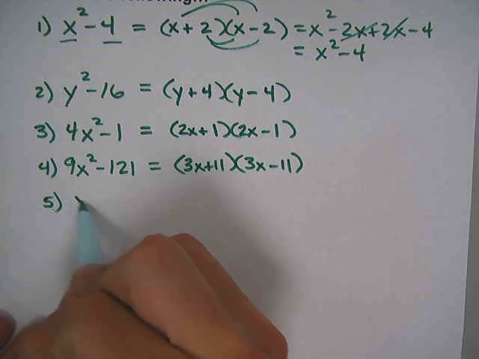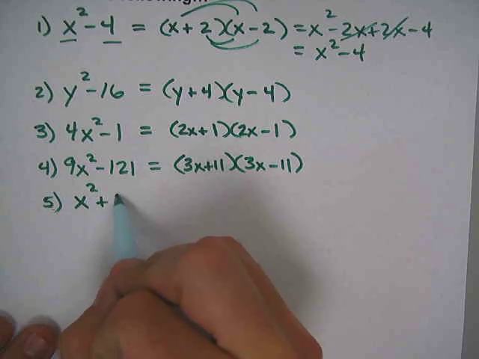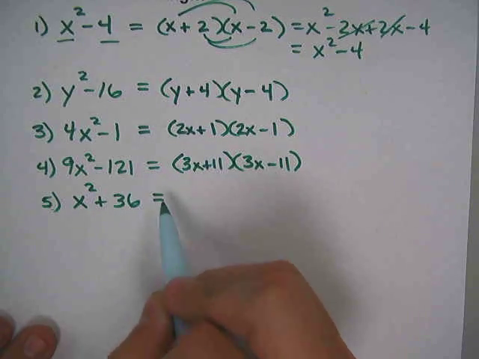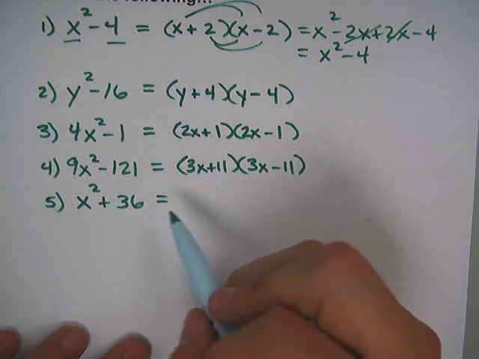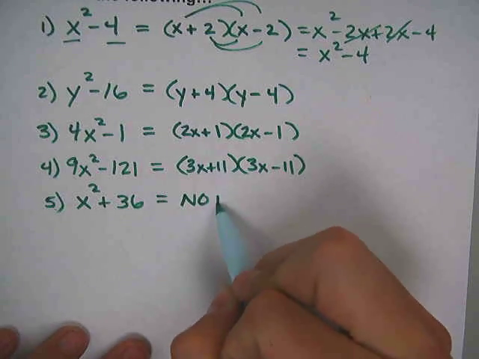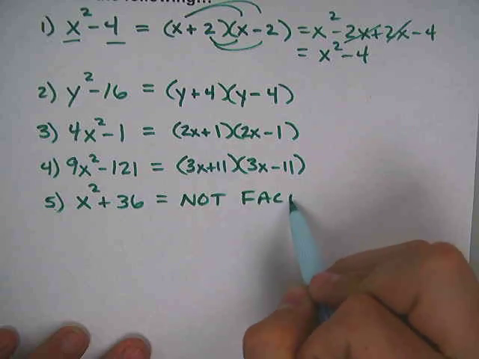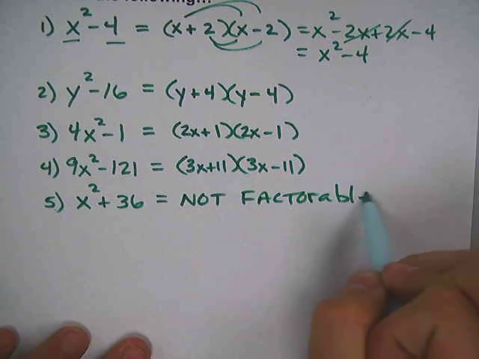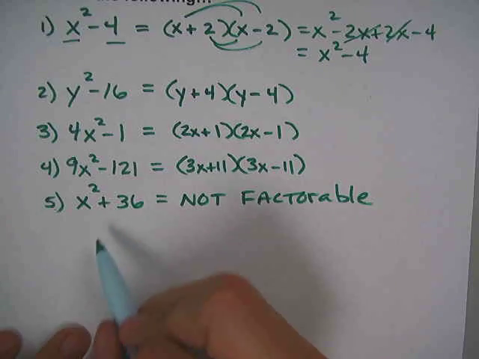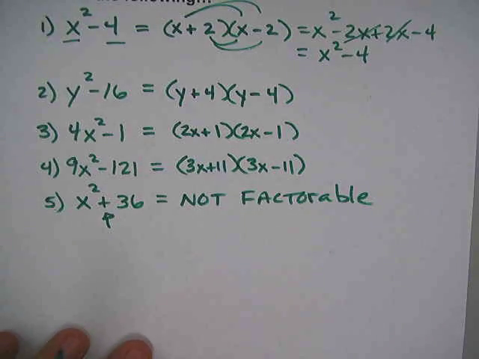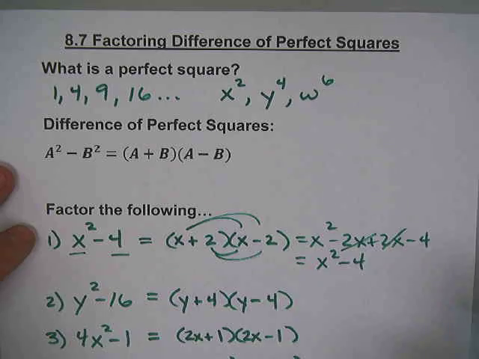I got two more examples I would like to try. Let's try number 5. How about x squared plus 36? Okay. Hit pause, give it a shot. All right, let's see what you got. Hopefully, you wrote this: it's not factorable. All right, hopefully you didn't write x plus 6, or anything crazy like that.